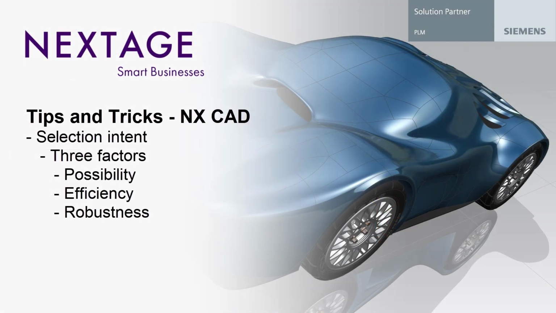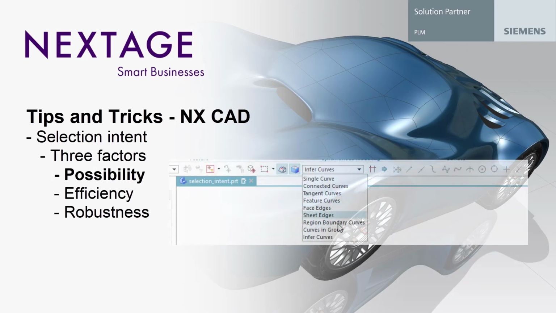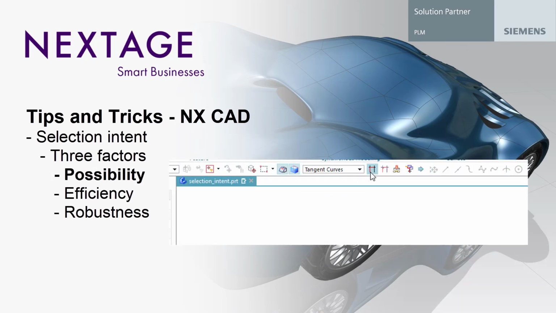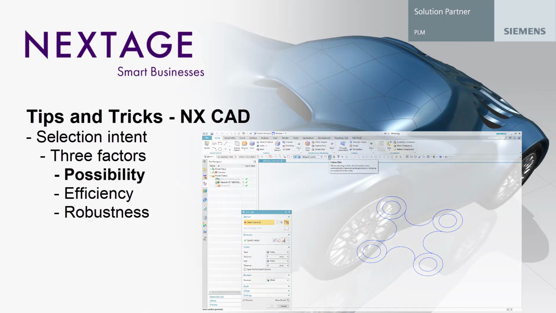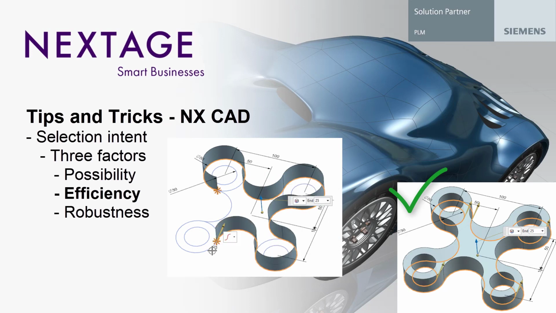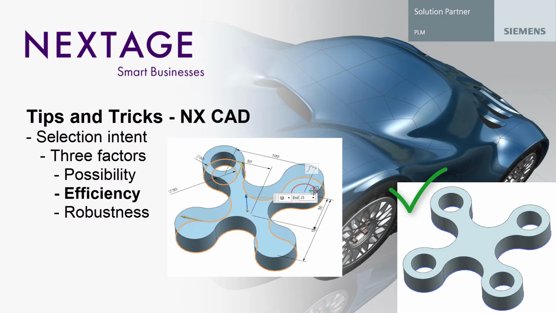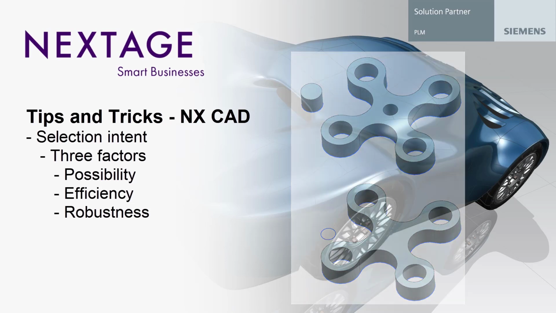To conclude, we looked at the possibility of selecting what we intended by changing the curve rule and the stop at intersection or follow fillet. We looked at the efficiency, which curve rule and selection tools are best for quickly selecting what we wanted to select, and we looked at the robustness of how it changes when we're changing, in this case, our sketch.